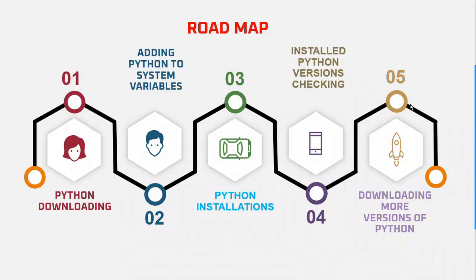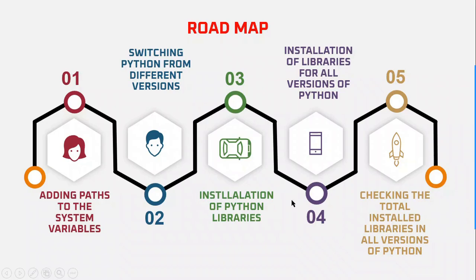Then adding the path to the system variable, because we will be downloading multiple versions of Python. How to add this path to the variable to switch between the multiple versions of Python, that also we'll check out. And switching Python between the different versions, and the installation of Python libraries: how to install a library, what is the command, how to check the installed libraries list in Python, and how to cross-check the versions of the installed library in different versions of Python. We'll check that today.